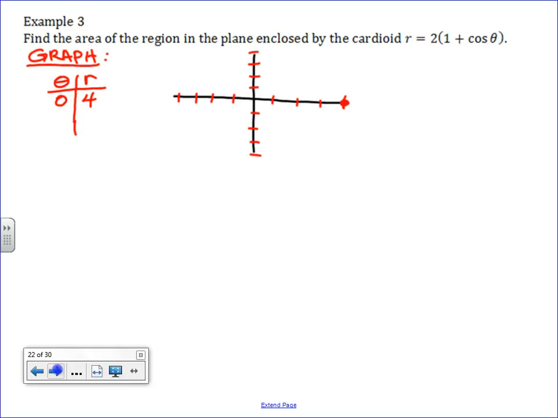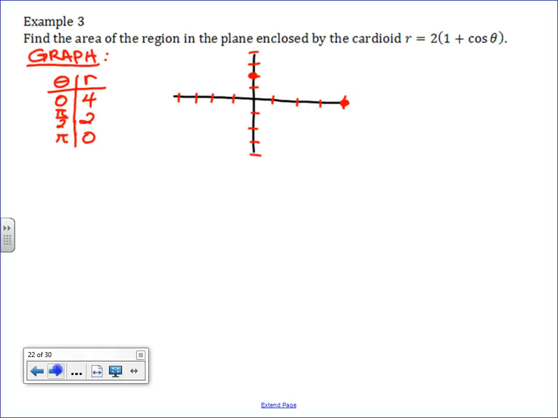Okay, I could go another round, right? What if I was to plug in pi over 2? If we plug in pi over 2, what's cosine? Cosine is 0, right? So 0 plus 1, it'll be 2. So at pi over 2, I'm at 2. Keep going. What if I'm at pi? What's cosine? -1. -1 plus 1 is 0. 0 times anything is 0.